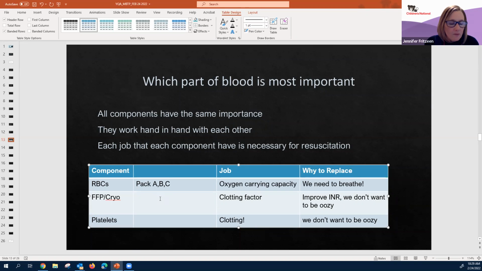Okay. So red cells are in pack A, B, and C. FFP is in A, B, and C. But cryo is only in pack C. Sorry, Cindy. Pack A, B. Cryo is only in. Okay. And platelets are only in pack B.